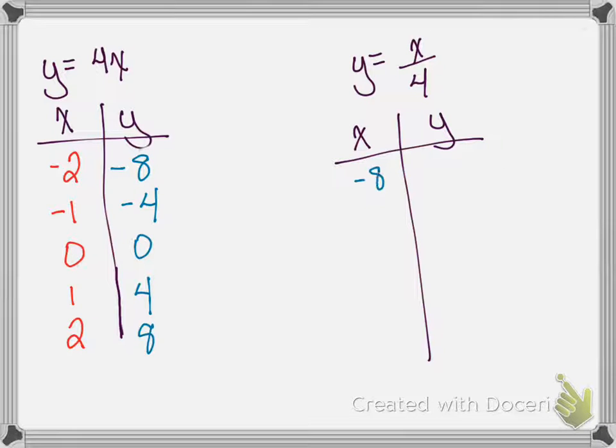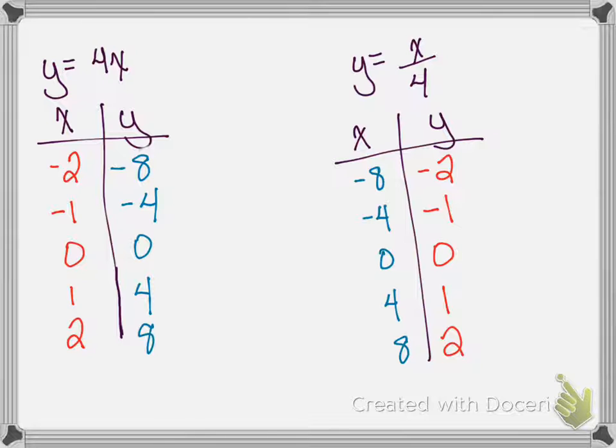Now, for this one, I want you to plug in negative 8, negative 4, 0, 4, and 8. So you're going to say negative 8 divided by 4, negative 4 divided by 4, 0 divided by 4, 4 divided by 4, and 8 divided by 4. Okay, so you're just plugging it into that second function. Negative 8 divided by 4. Negative 2. Negative 4 divided by 4. 0 divided by 4. 4 divided by 4. 8 divided by 4. Okay, what do you notice?